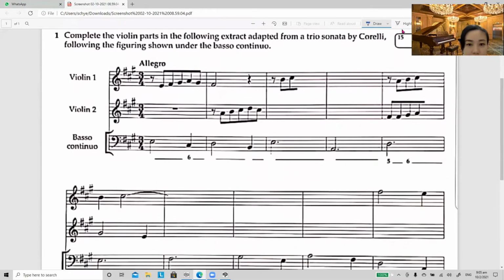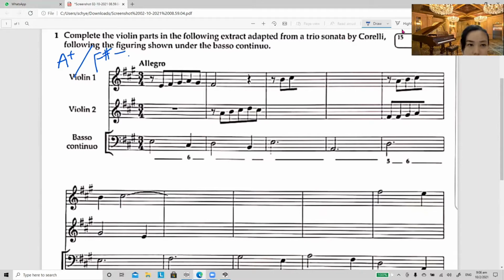For a question like this, the first thing you need to do is find out the opening key. First of all, we look at the key signature. It has 3 sharps. When there are 3 sharps, there can be 2 possibilities. First, it can be A major. Another possibility is F sharp minor.